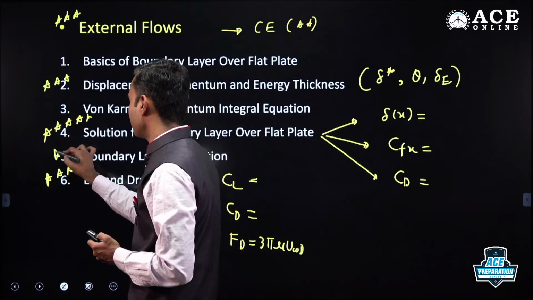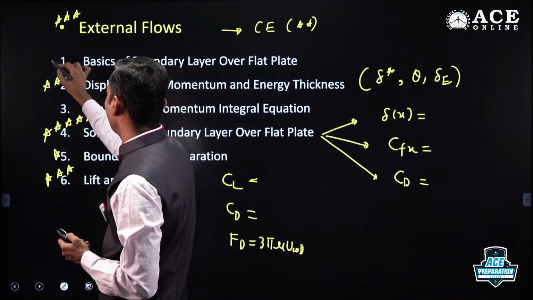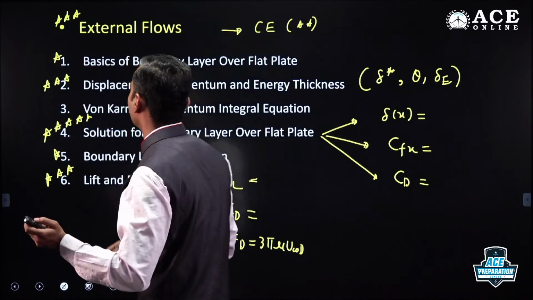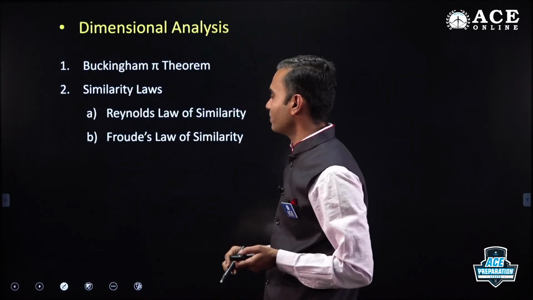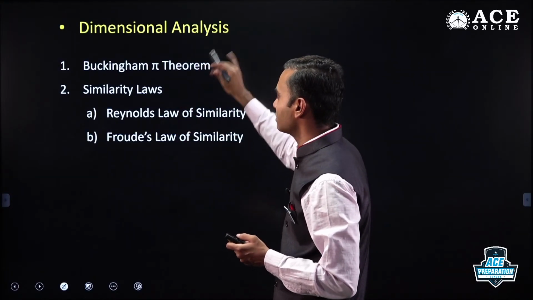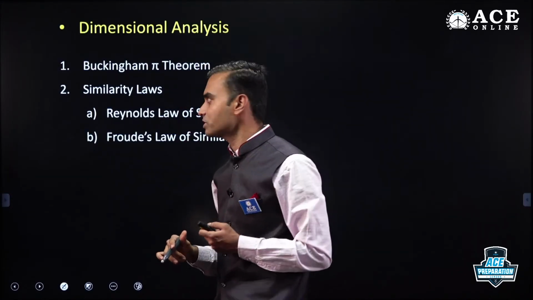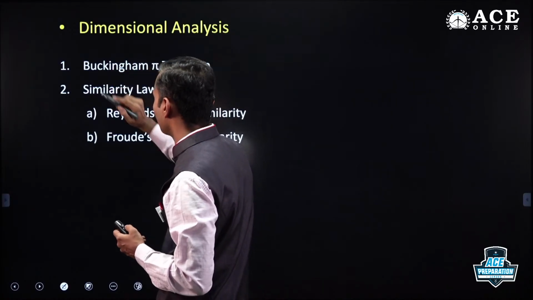So on boundary layer separation, mostly you will get theory question. On basics of boundary layer, mostly you will get theory question. Right. So we'll move now to the next chapter, dimensional analysis. This is again a short and sweet chapter. There are only 2 topics.